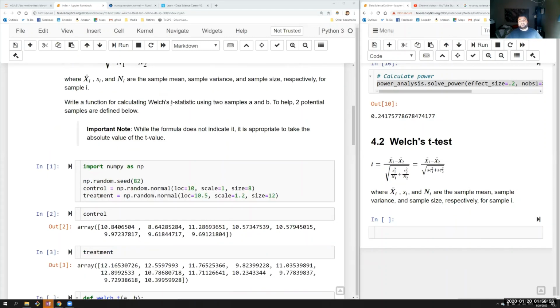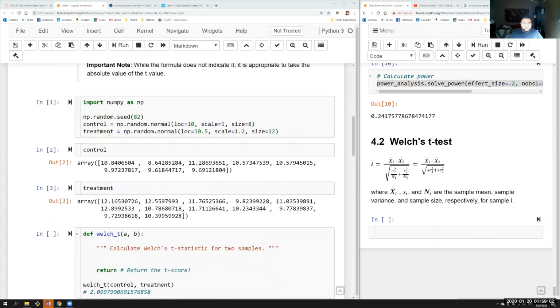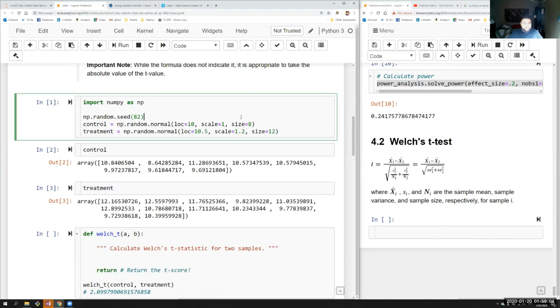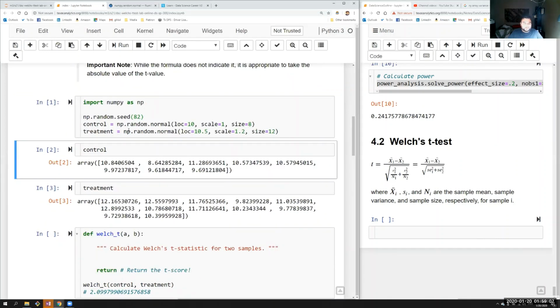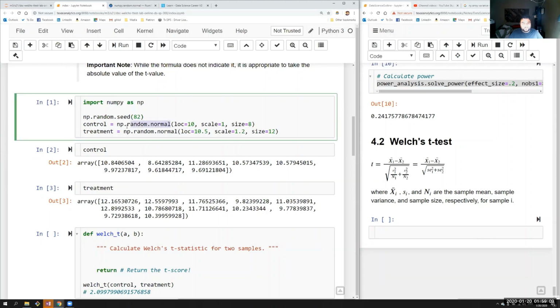Write a function for calculating Welch's t statistic using two samples A and B. To help, two potential samples are defined below. Okay, it's just going to create the control sample, which is pulled from a normal distribution. The mean is 10, the scale standard deviation is 1, and the size is 8. So there's 8 individual numbers in this sample, and in the treatment, the mean is 10.5, the scale standard deviation is 1.2, and then the size is 12.